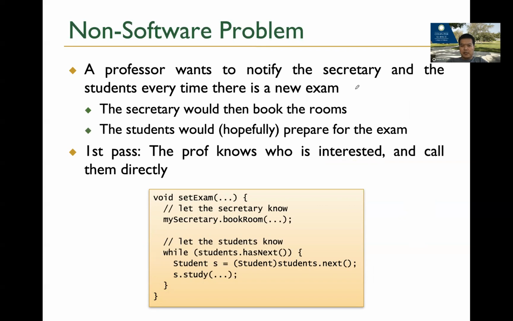There is going to be an exam, so we expect the secretary will book the room, and also students should prepare for the exam. To simulate this kind of scenario in code, we call set exam, and then the secretary will call this method to book a room, and then we iterate over all the students, and every student will study and prepare. All right, so that's how the code will look for this logic.